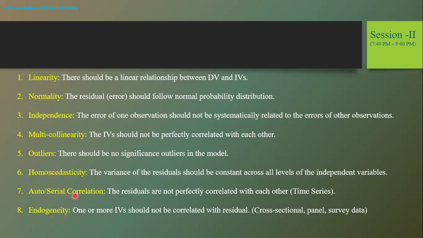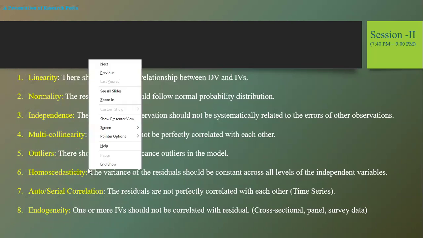The last two assumptions are basically related to secondary data, which I will let you know whenever I teach you this data or EViews, because these two assumptions would require secondary data like time series, panel or cross-sectional data. So these assumptions are not required when you are using SPSS. In case of SPSS, you just need to check the first six assumptions. So this was about the assumptions related to regression.